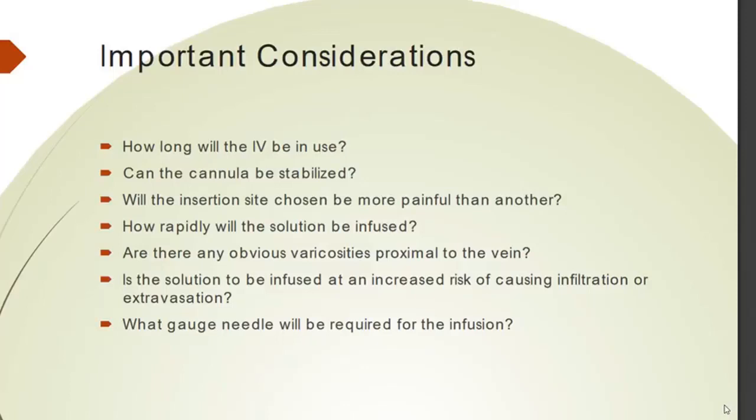Are there obvious varicosities proximal to the vein? Again, we don't want to try to insert an IV catheter into a gnarly, twisty, turny vein. And is the solution to be infused at increased risk of causing infiltration or extravasation? This is important when you're thinking about things such as chemotherapeutic agents in particular, and some IV antibiotics as well, antivirals.